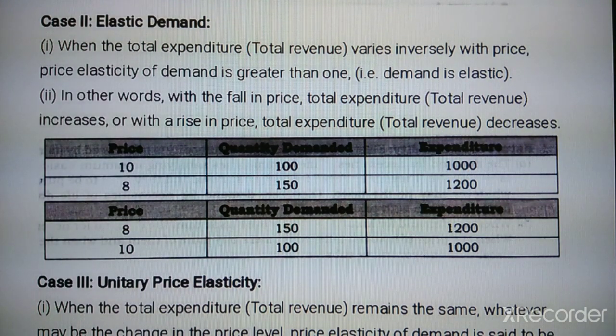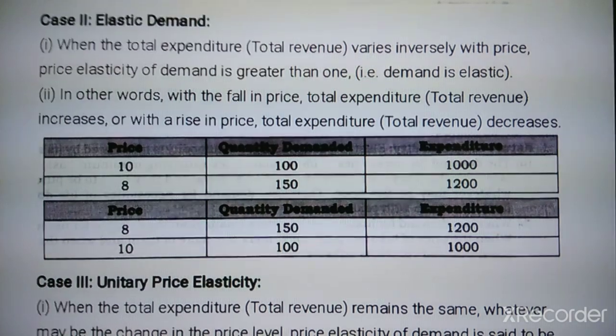Elastic demand, right? Here price elasticity of demand will be greater than 1. So just to sum up, remember it this way: when there is a direct relation between price and expenditure, that is inelastic demand. When there is an inverse relation between price and expenditure, that is elastic demand.